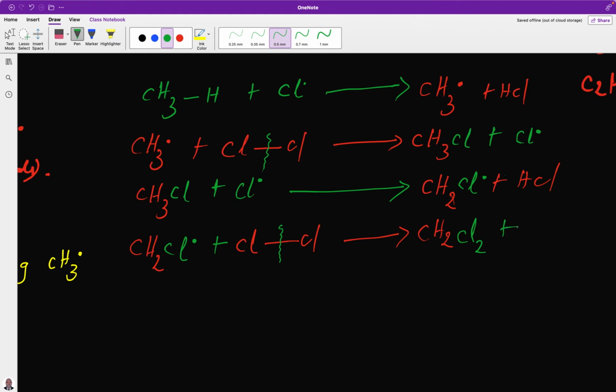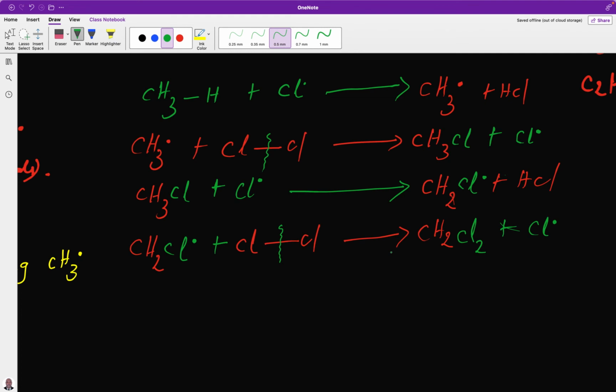Plus what? CH2Cl2 plus, since it was a homolytic fission, there is a free radical here. It's a free radical now that will come here and it will be very, very reactive. This free radical here has that opportunity to still react with this molecule here. So it can still react with this molecule here to substitute what? To substitute one of the hydrogens.